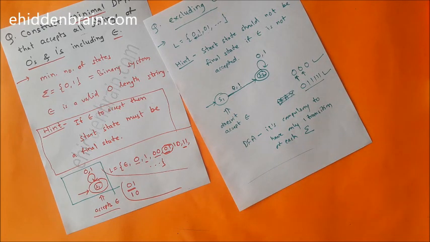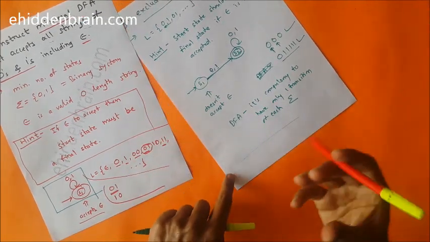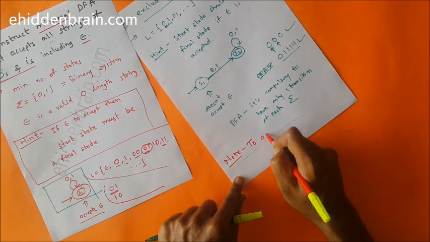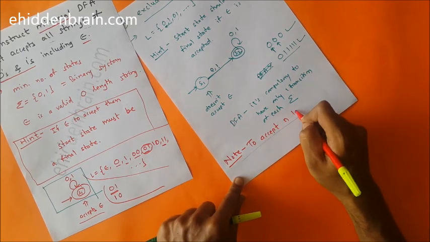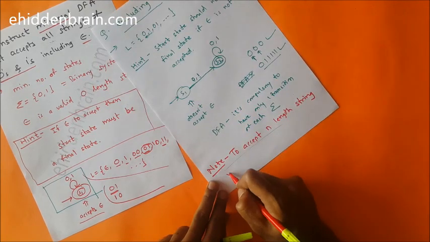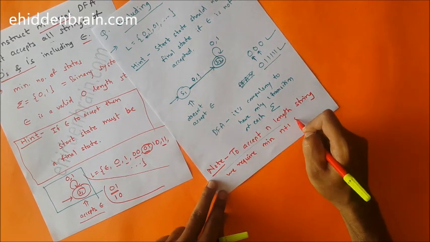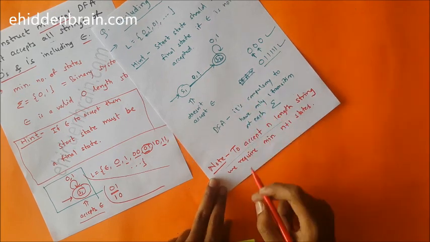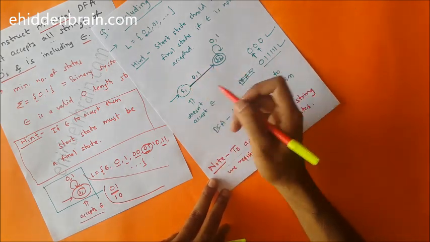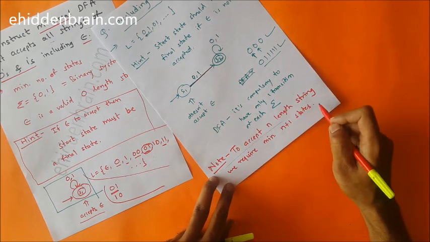Understood? And one more note here, you can mention. The note is: to accept an n length string, we require a minimum of n plus 1 states. So to accept 1 length string, to accept only 0, which is a 1 length string, we require 0 plus 1, meaning 2 states. Understood? Okay.